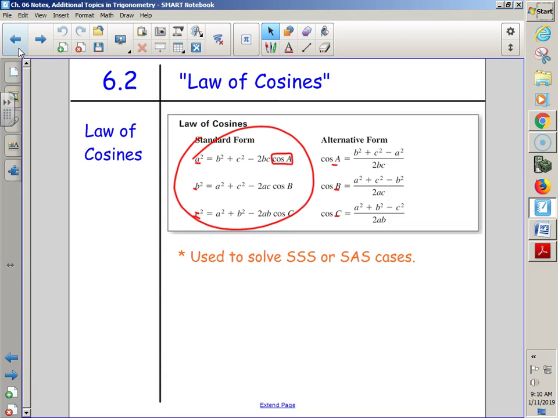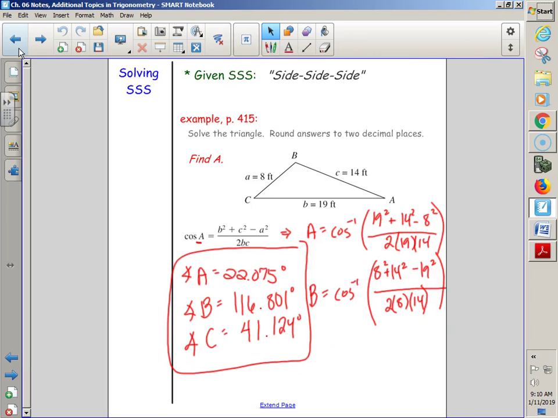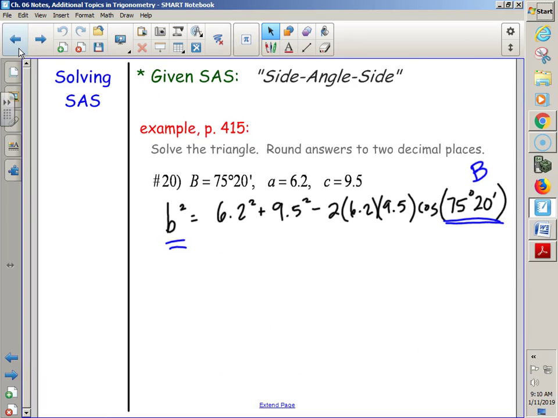However, as we've been doing in 6.1 and 6.2, if you have to solve for the whole triangle, you're not going to be able to just use this once. You're going to have to either use law of cosines twice, or maybe use some stuff from geometry, like three angles add up to 180, or maybe use some stuff from law of sines.